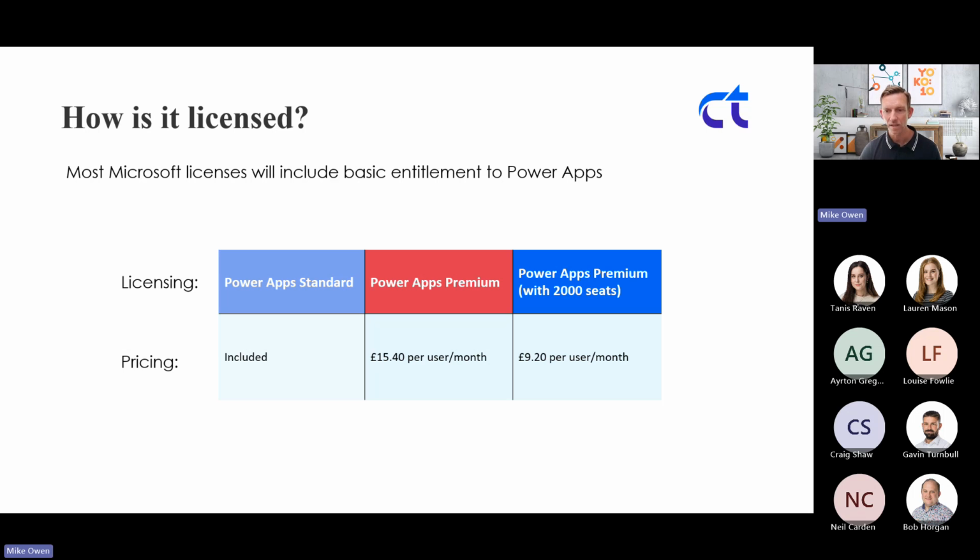From a licensing perspective, we've got something similar to Power Automate. We're able to get started with Power Apps just using our standard licensing. If we then start to encounter a need for premium connectors, yes, we can uplift that license on a per user basis. There is also a discounted premium license depending on how many seats you have or how many users need to use the application within your organization.